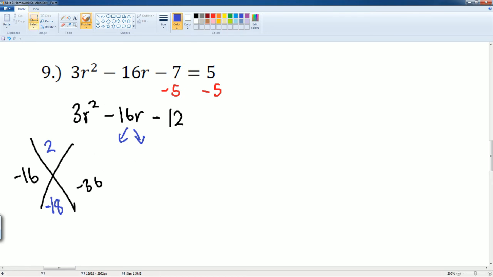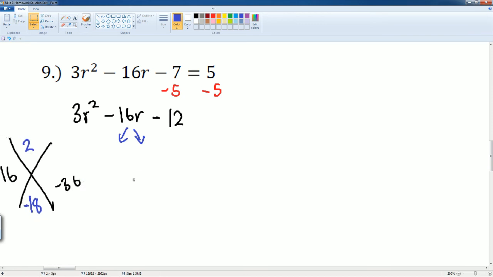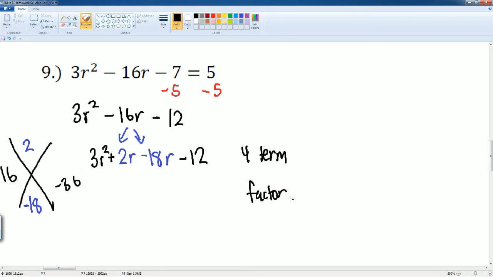So once you split this, the negative 16r breaks down into a positive 2r and a negative 18r. Everything else remains the same, minus 12. All I am doing here is splitting this into 4 terms, so now I can factor by grouping.